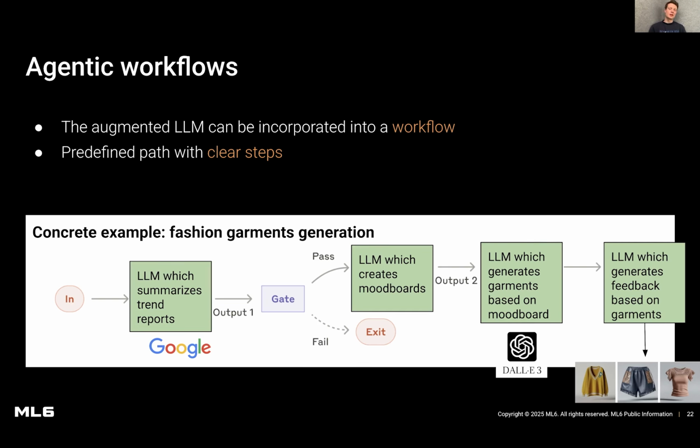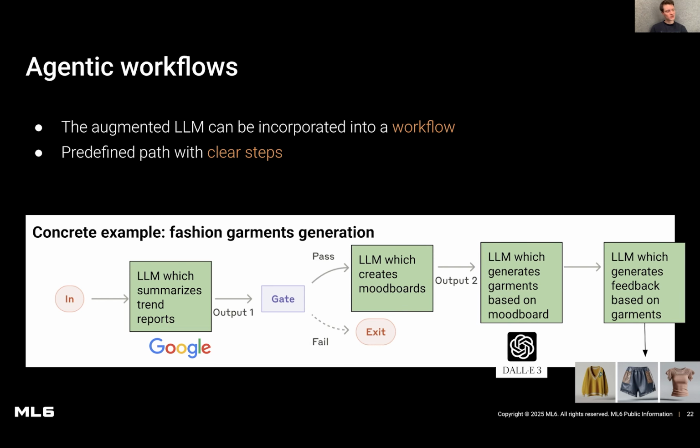In this case, we have a first step in the pipeline where we use an LLM to summarize trend reports. It might be an LLM that has, for example, access to the Google search tool, and it can perform Google searches to find what the current trends in the fashion world are, for example which colors are currently popular, and then it will try to summarize those. That's the first step of the pipeline. It can, for example, fetch various PDFs from the internet, all kinds of trend reports, and summarize those.